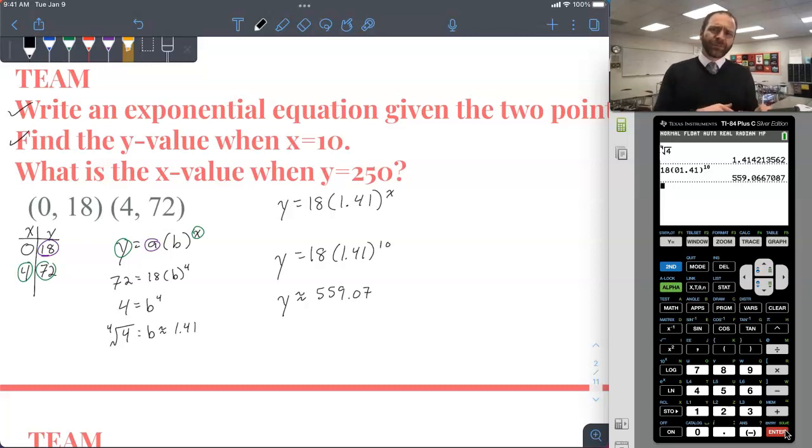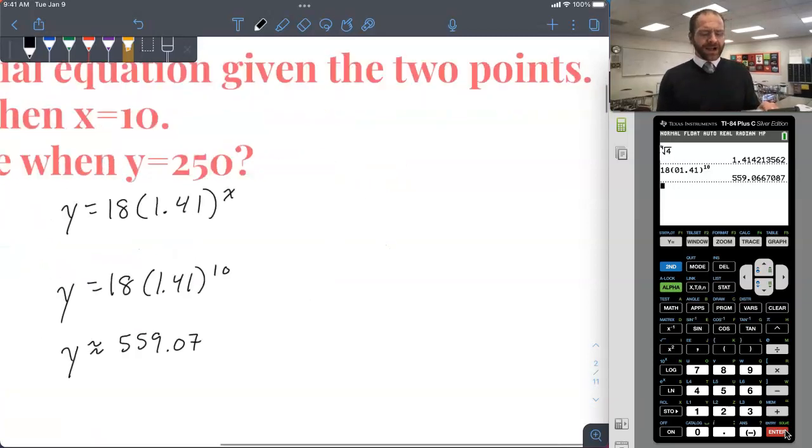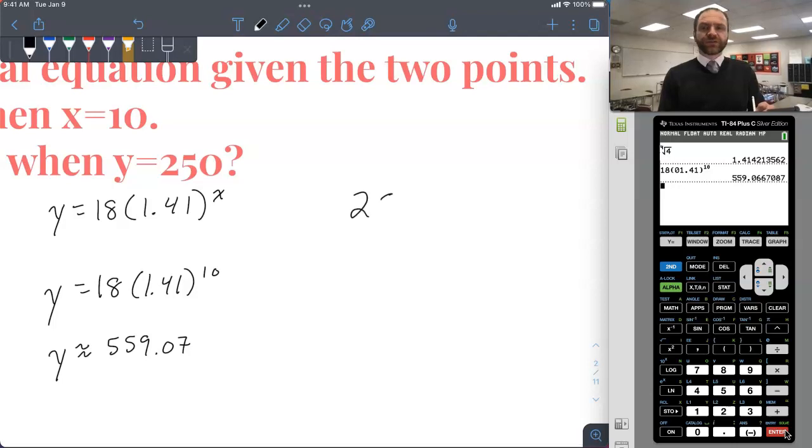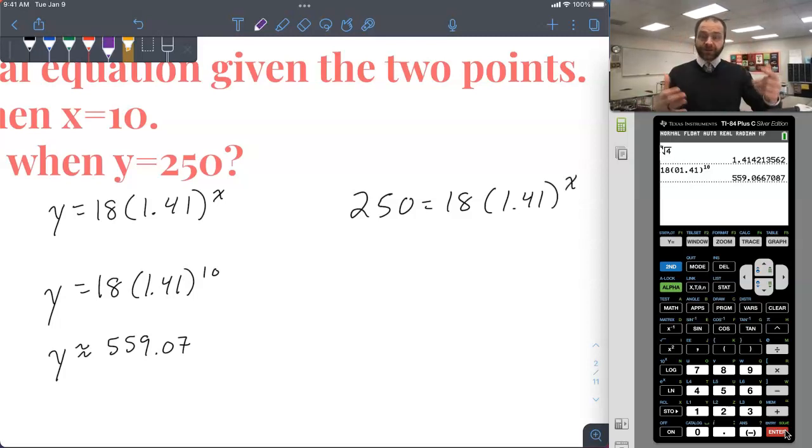What about when you're given an output? When y is 250, so 250 equals 18 times 1.41 to the x power. Well, I'm going to think mathematically first. I need to isolate the object that contains my variable. My variable is in the exponent for the 1.41. So then I'm going to take my 250 and divide it by 18.